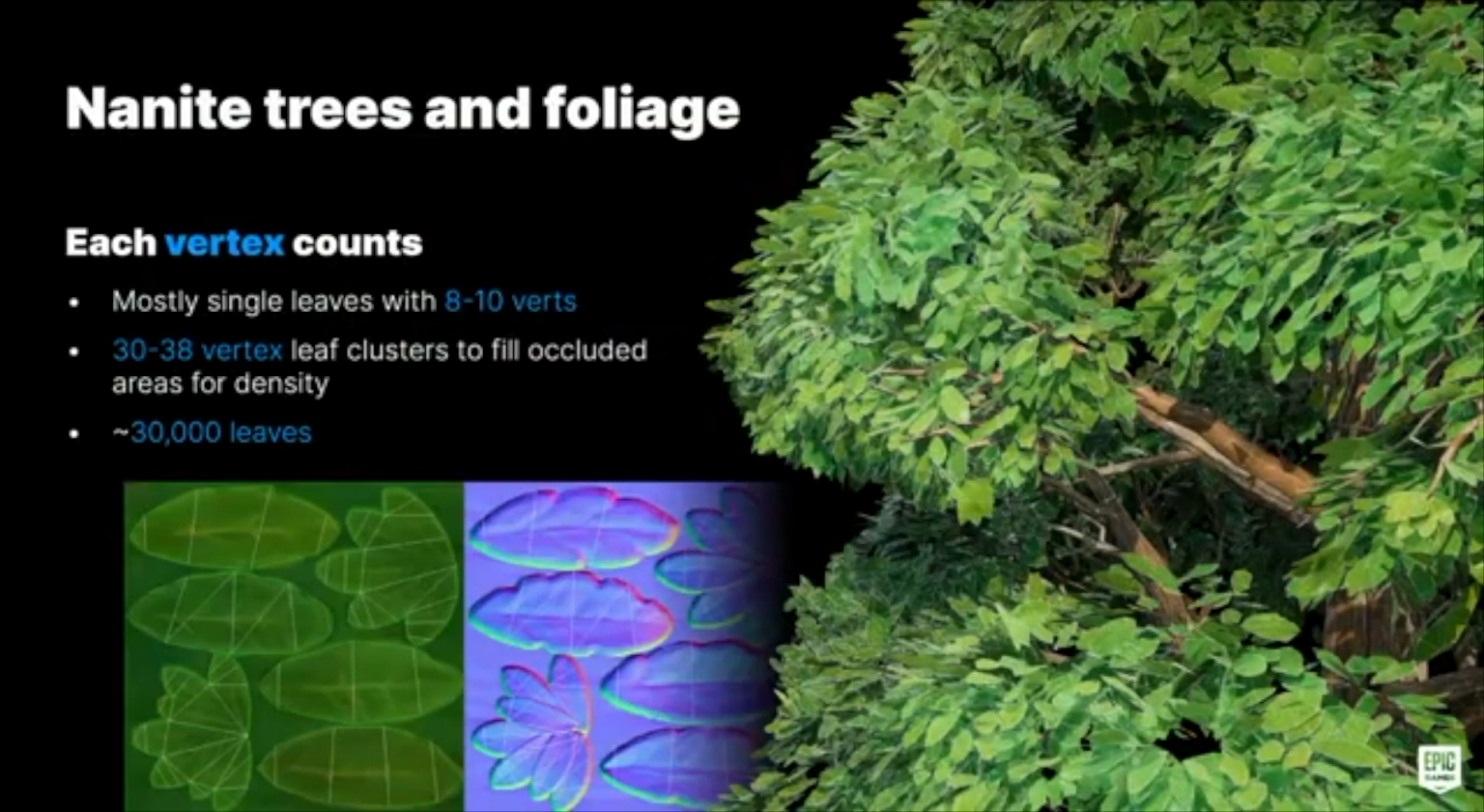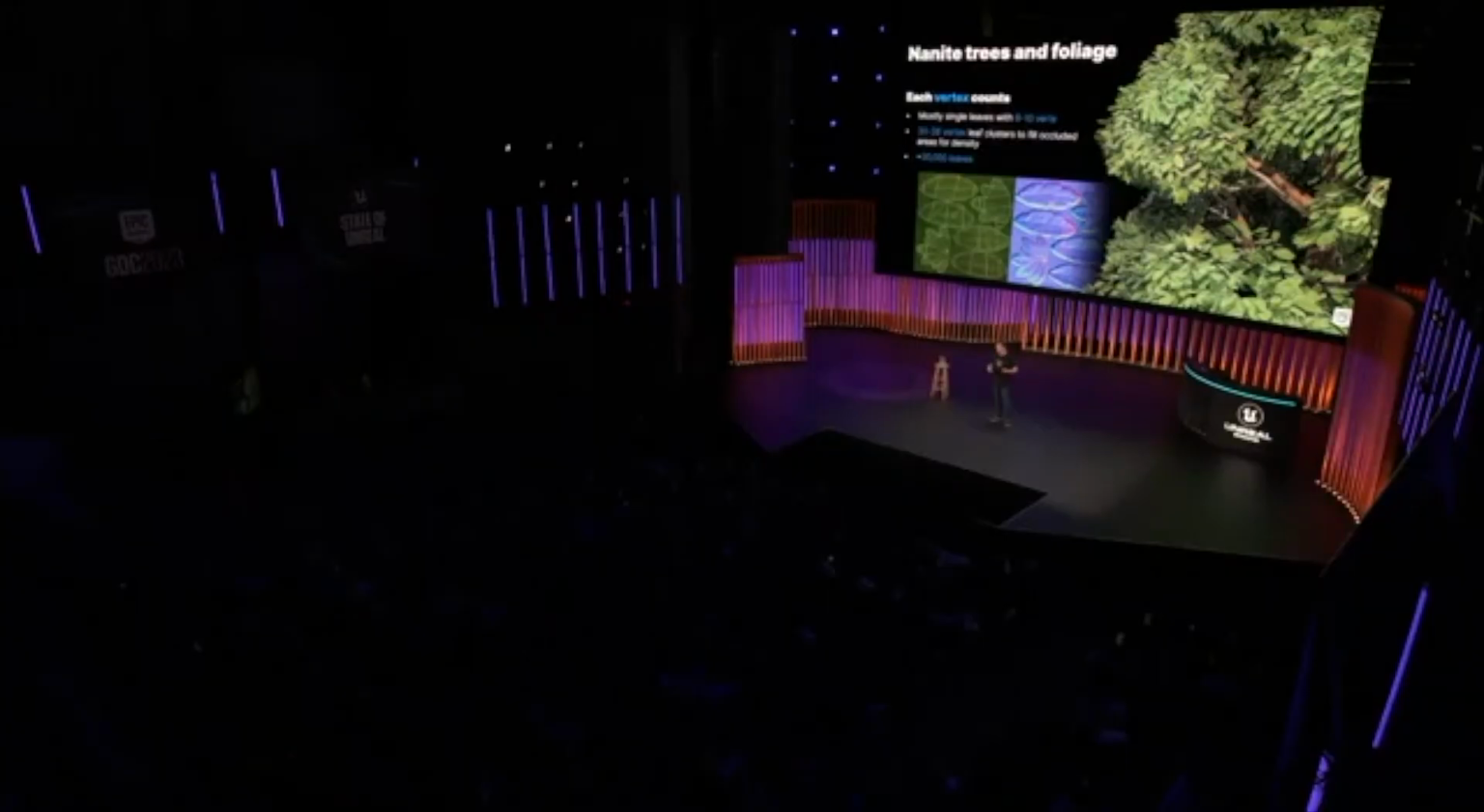Our trees are mostly built with single leaves using about 8 to 10 vertices. But we use a few bigger clusters that have 30 to 38 vertices. We use them only in occluded areas just to fill in some density. Even so, they are higher in detail. They're actually safe on the overall vertex count of the trees because you don't have to spawn as many single leaves. And in total, we spawn around 30,000 leaves on one tree.